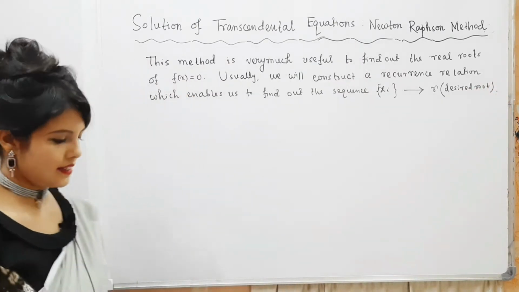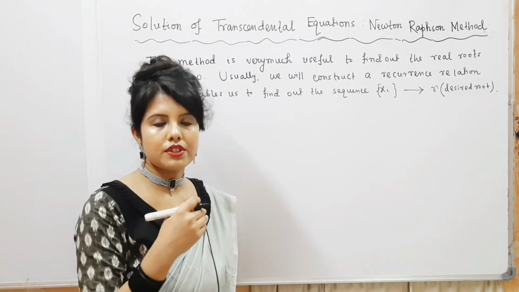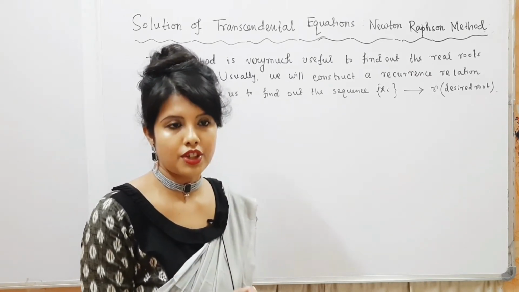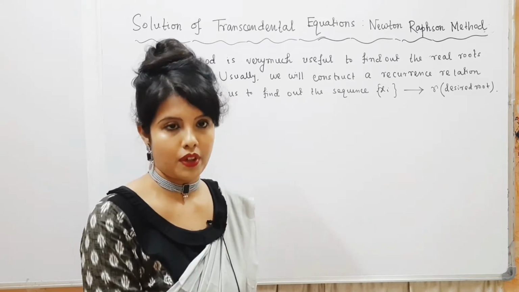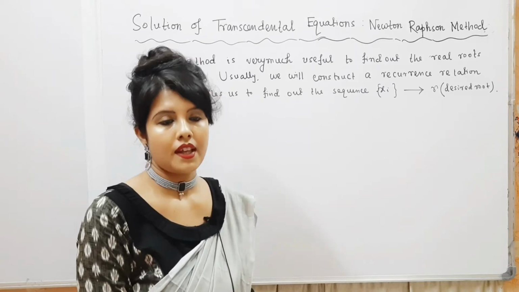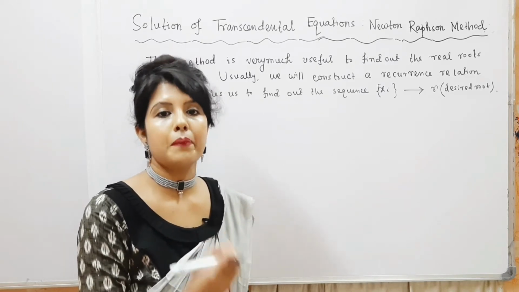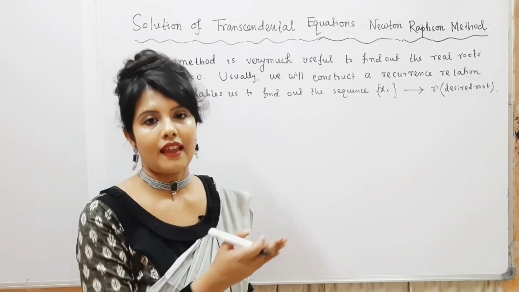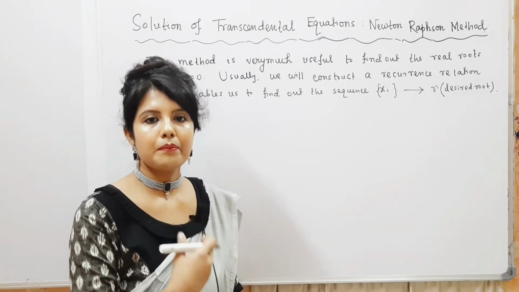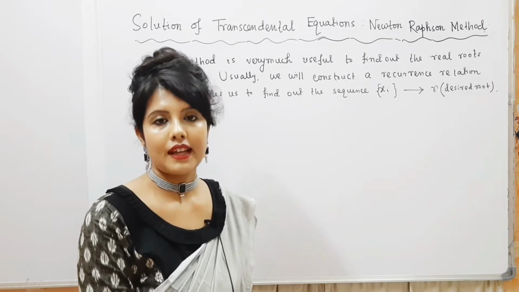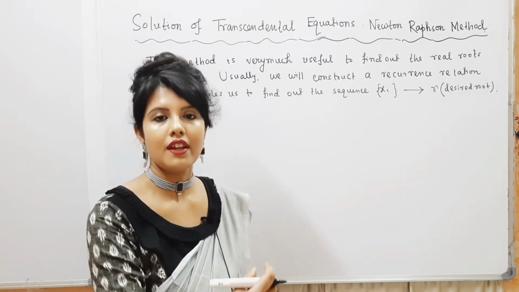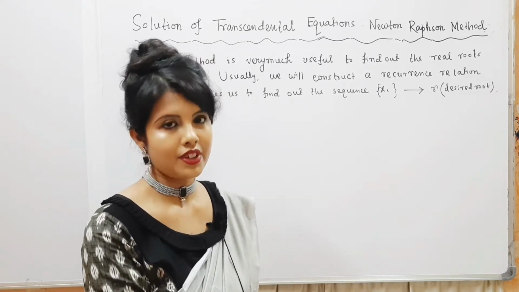Here we will solve this kind of equation by constructing a recurrence relation, or an iterative formula. At every step, this formula gives you a better approximation than the former one. So after some iterative steps you will get your desired root. The sequence is converging to the desired root r.